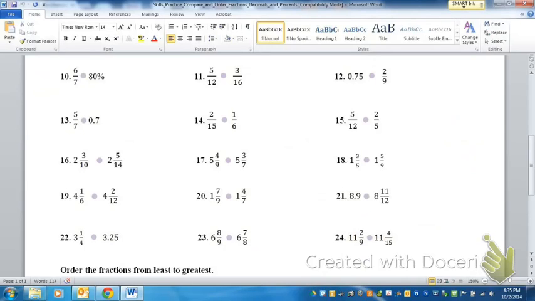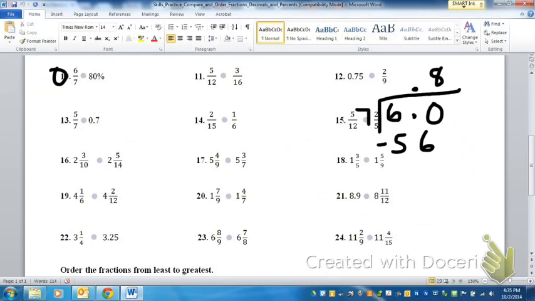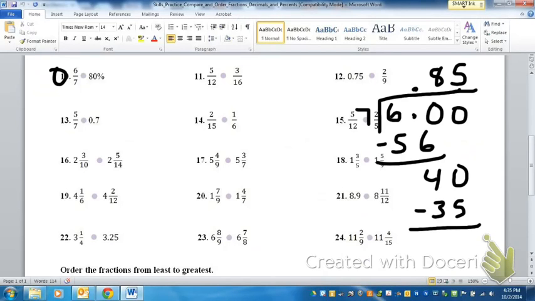Number 10, 6/7 and 80%. We're going to change 6/7 to a decimal. So it's 6 divided by 7. Eight times 7 is 56. 7 times 5 is 35. 7 into 50 is going to go 7.